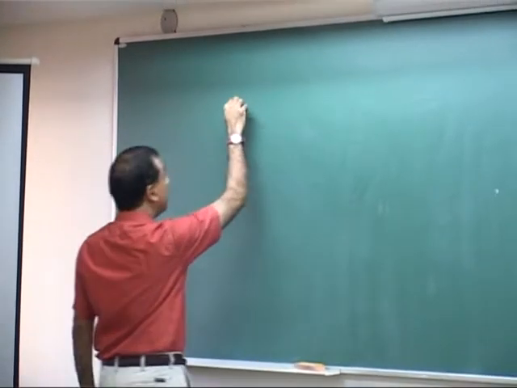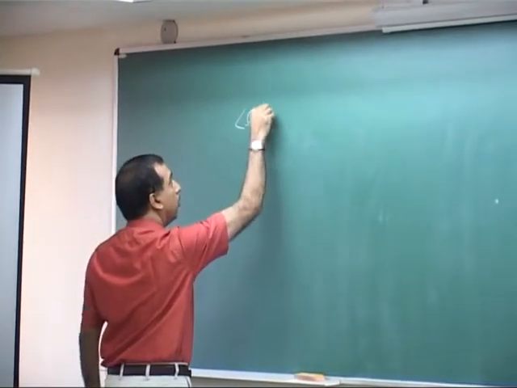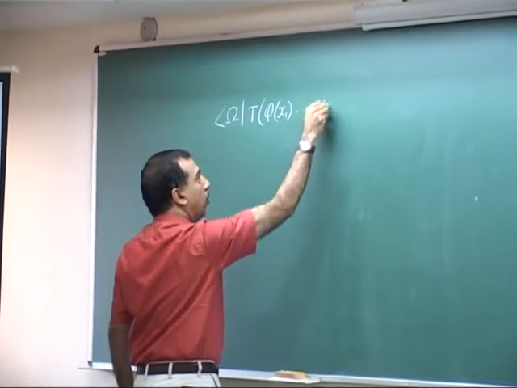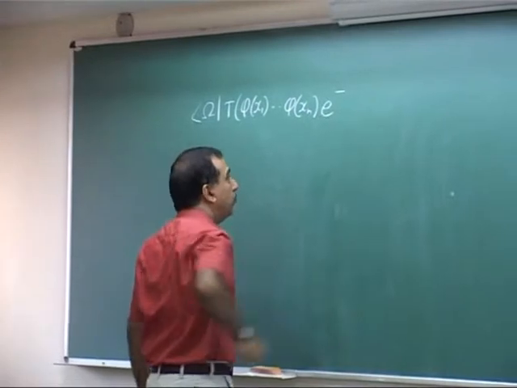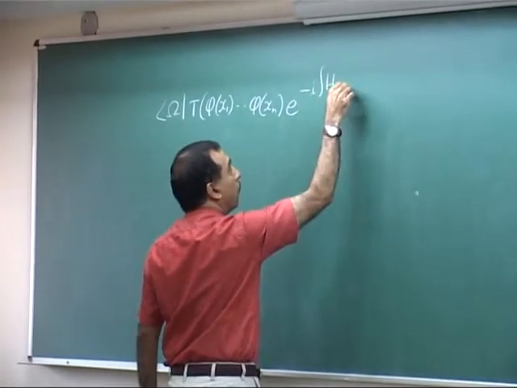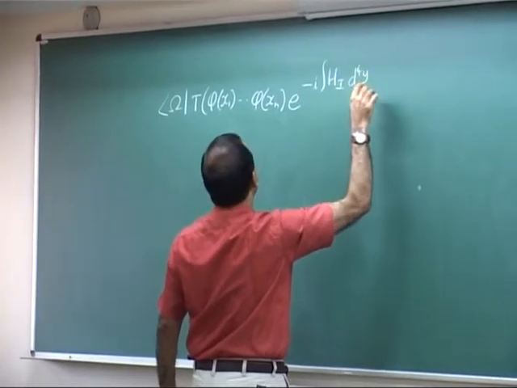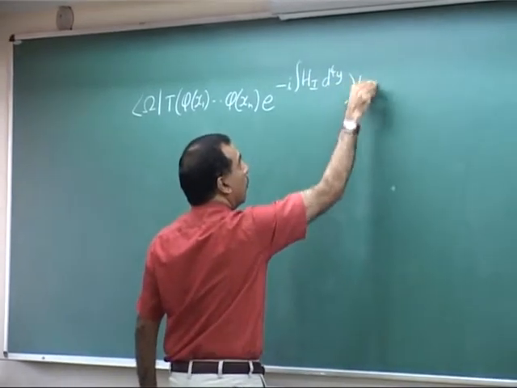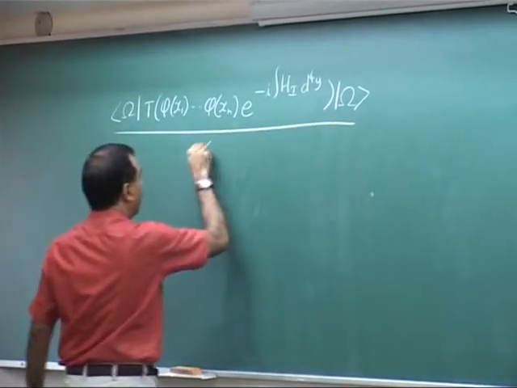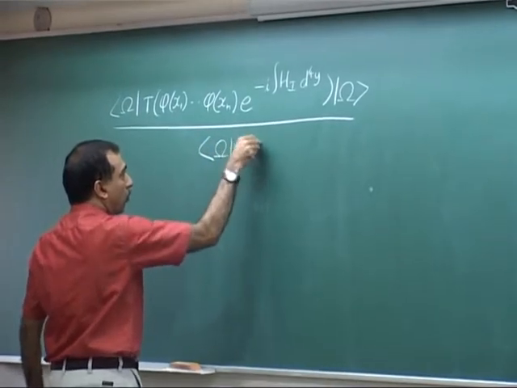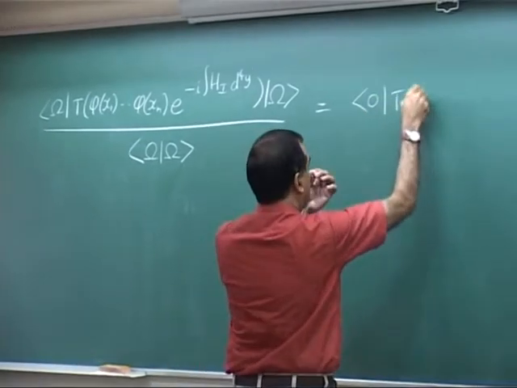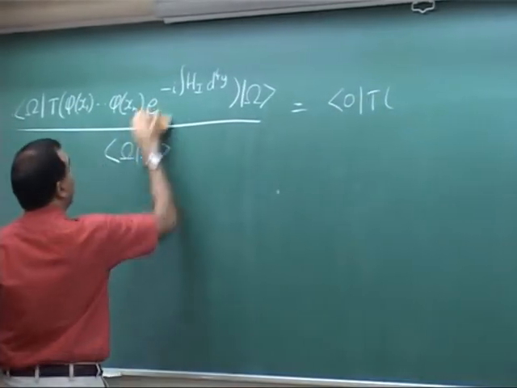The result was that in an interacting theory, now I'm writing the result in its most general form. Oh, I'm sorry. Mixed up things.